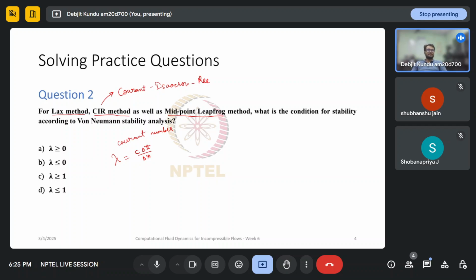Is it option A, lambda greater than equal to 0? Is it option B, lambda less than equal to 0? Is it option C, lambda greater than equal to 1? Or is it option D, lambda less than equal to 1? Okay, we have a quick response in favor of option D, that is lambda less than equal to 1. Let's see if anyone else has anything to say.